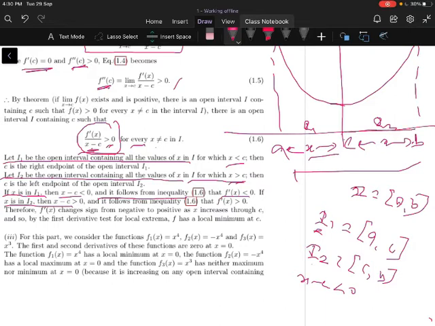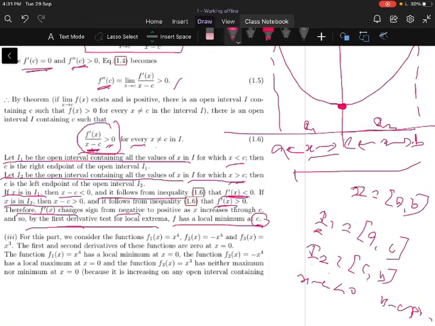Suppose x is in I2. Then x minus c is positive, because x is greater than c. It follows that x minus c is positive. What is f dash of x? Also positive, because the whole term becomes positive. So f dash of x is positive. Then f dash of x changes from negative to positive at c. Therefore, by the definition of the first derivative test for local extrema, the function f has a local minimum at the value c.